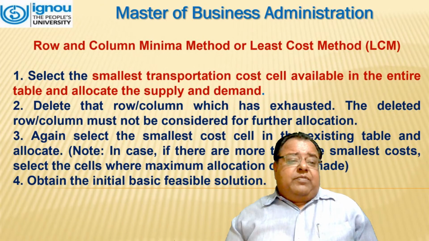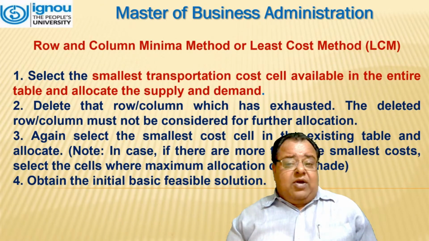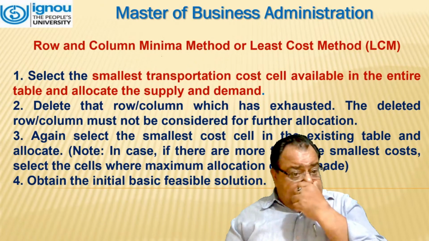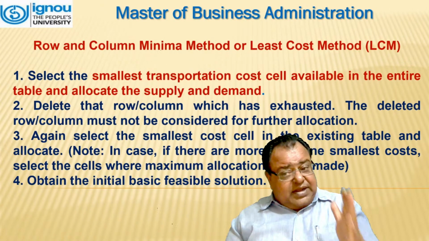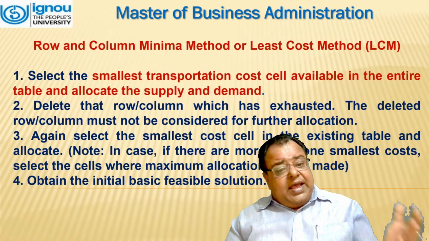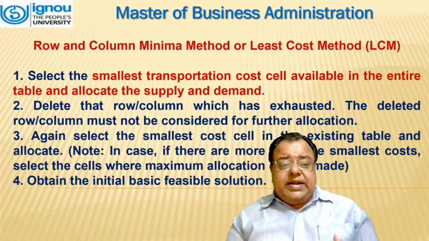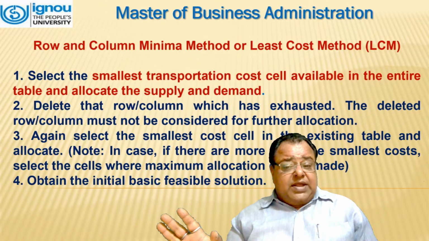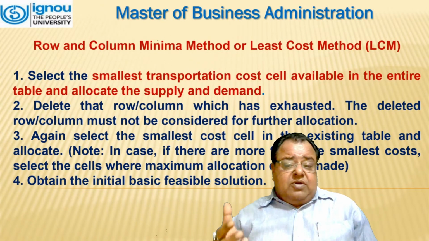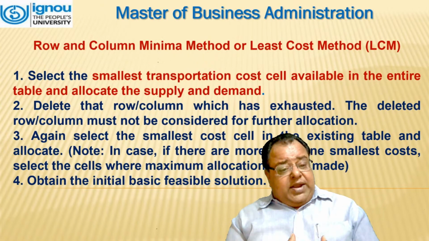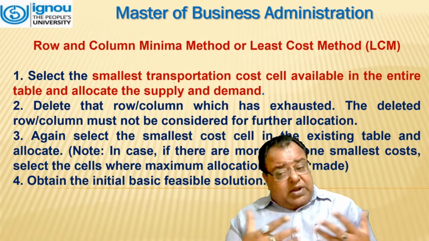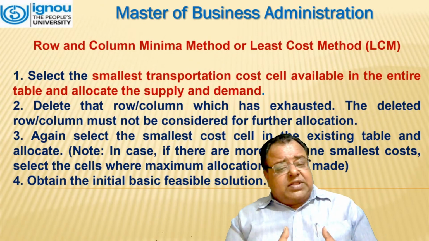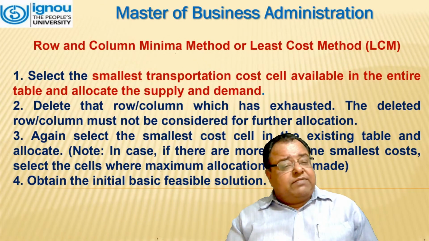The third method is the row and column minimum method, or least cost method. Select the smallest transportation cost cell available in the entire table and allocate the supply and demand. Delete that row or column which has been exhausted. The deleted row and column must not be considered for further allocation. Again, select the smallest cost cell in the existing table and allocate. Note that in case there is more than one smallest cost, select the cell where maximum allocation can be made, and obtain the initial basic feasible solution.